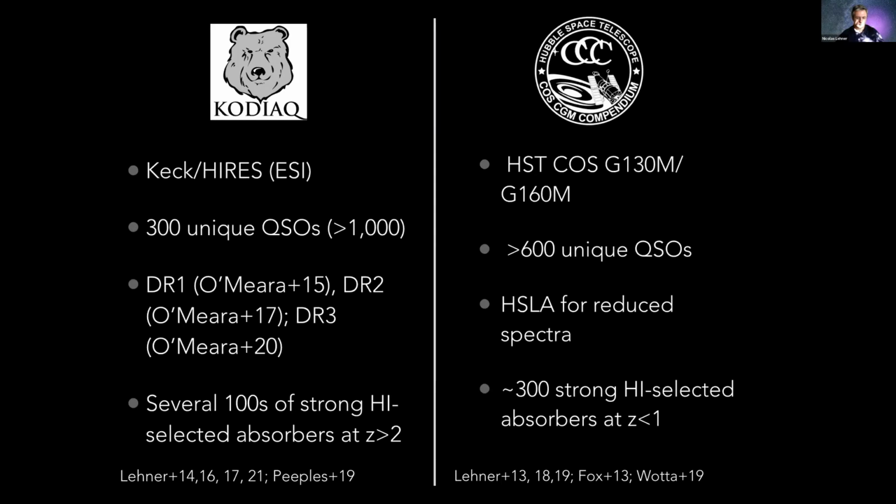This is just to show in parallel. I'm not going to go really through the slide, but basically the point that I want you to take away is that just a few years ago, we were working with only a handful or two handfuls of absorbers, and now we're working in the HI column density range with several hundreds of strong HI selected absorbers, and that applies both at low and high redshift.